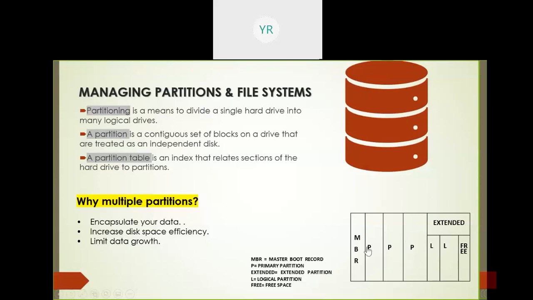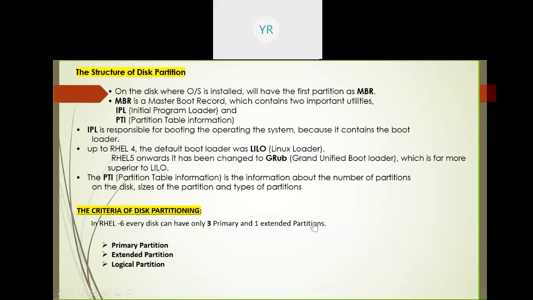In general, we can do three primary partitions and one extended partition. Of course, it's our choice; we can do only one primary and one extended partition. But in general, it allows a maximum of three primary partitions and one extended partition, in which we can make different logical partitions. You'll understand clearly when we go through it. So there are three types of partitions: primary and extended, and within the extended we can create logical partitions.